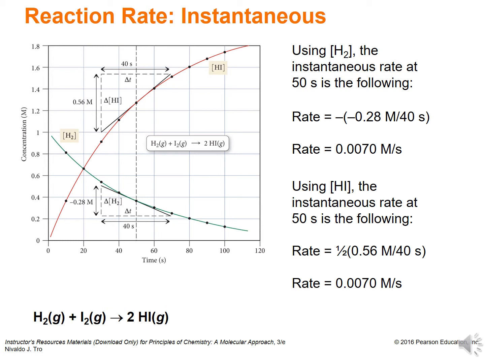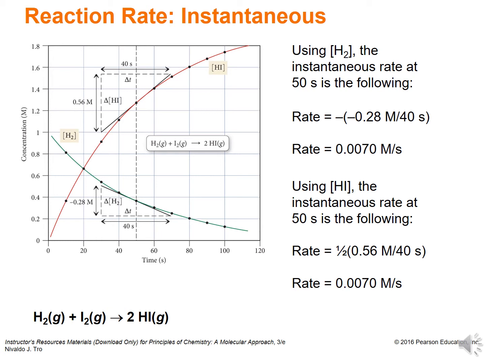If we go up top instead and look at the rate of appearance of HI, notice along that same interval where we draw the tangent line at 50 seconds, and we consider from 30 seconds to 70 seconds, that's the same delta T, that same 40 seconds as above. This time we've increased our amount of HI by 0.56 molar. So the rate here equals, with no minus sign, but we have done a half. Notice that half out in front? That's because we make 2 moles of HI for every 1 mole of H2 and I2 that react. So that's why we had to take half of our concentration, because we are creating twice as much product as reactant that we're consuming. So 1/2 of that 0.56 molar difference over that 40-second interval gives us the same rate.